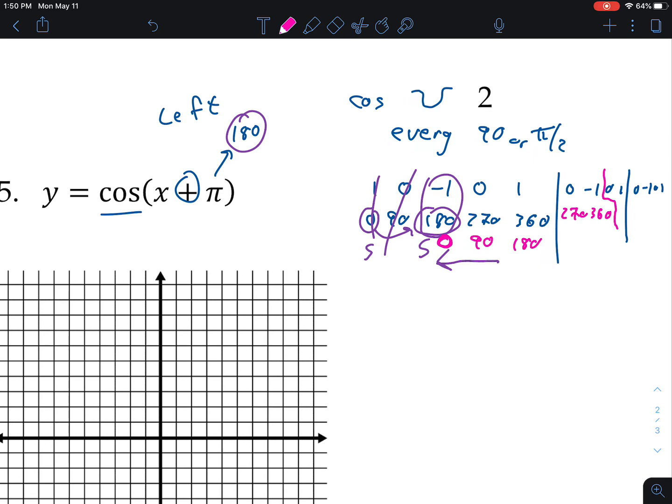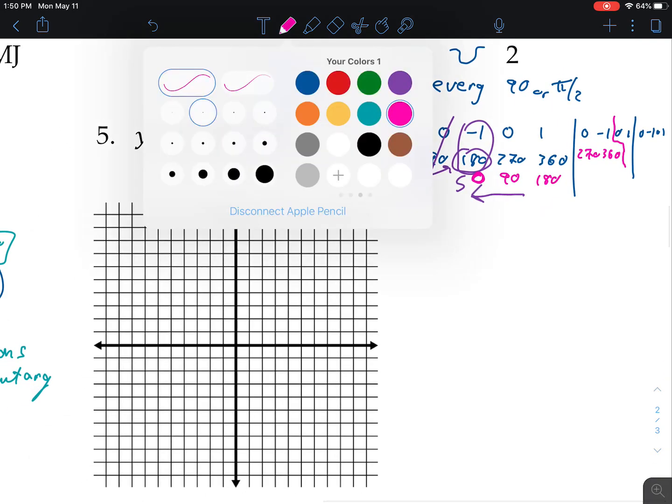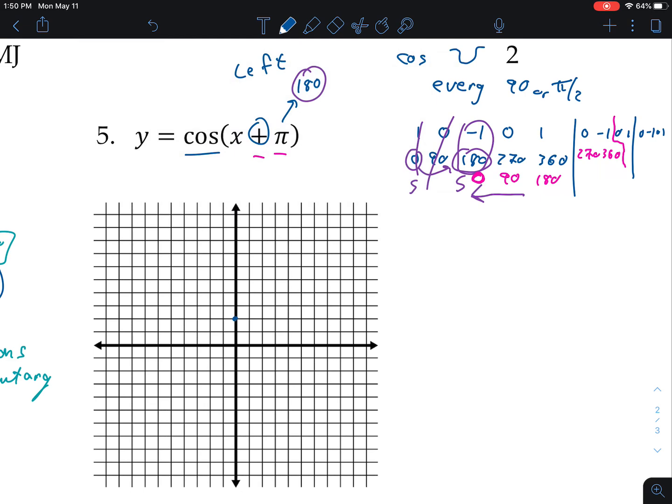Right, and how do I know I'm sliding over my values? Well, because it says slide to the left by 180 degrees. So now I'm starting at the number 2 over from that. Okay, so let's start by drawing normal cosine. 1, 0, -1, 0, and 1. And here we go. Nice cosine graph.